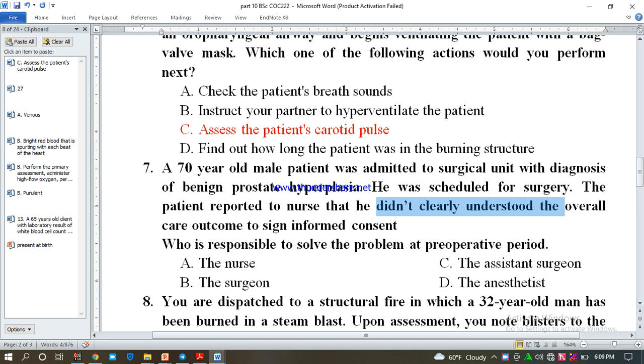The scrub nurse's responsibilities are to pass instruments to the surgeon, review the anatomy, physiology and surgical procedure, pass sterile items and instruments, maintain or make the sterile field, assist with draping, and do the instrument count. Those are the responsibilities of the scrub nurse.